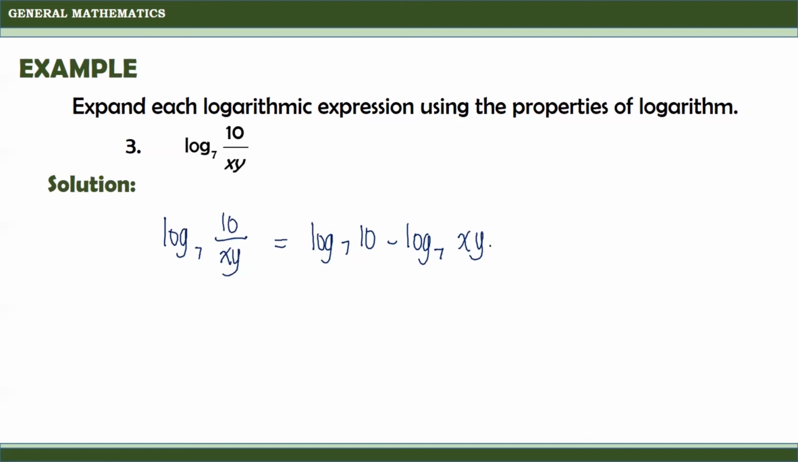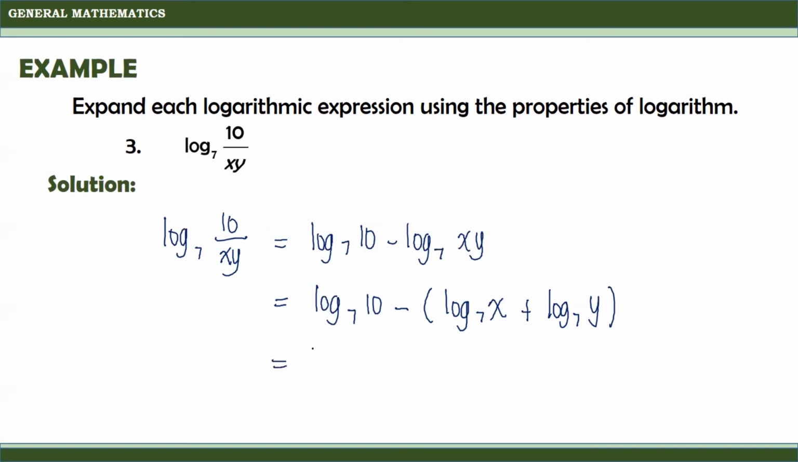Moreover, since this is multiplication, we can still expand this logarithmic expression, giving us the logarithm of 10 to the base 7 minus the logarithm of x to the base 7 plus the logarithm of y to the base 7. Notice that I have enclosed them with open and closed parentheses because x and y are both on the denominator of the given expression.